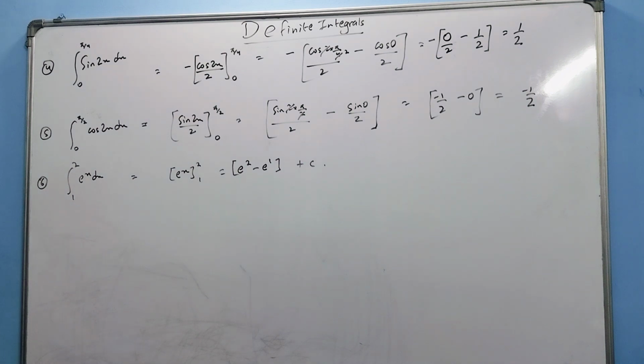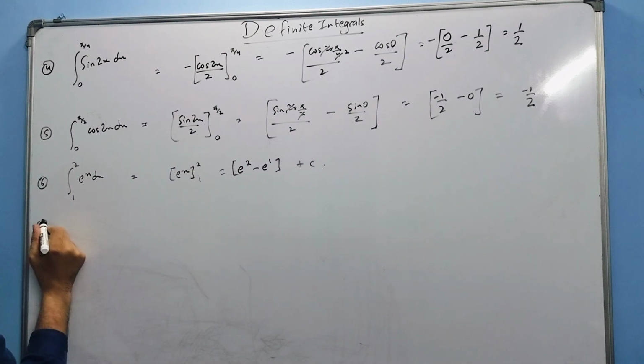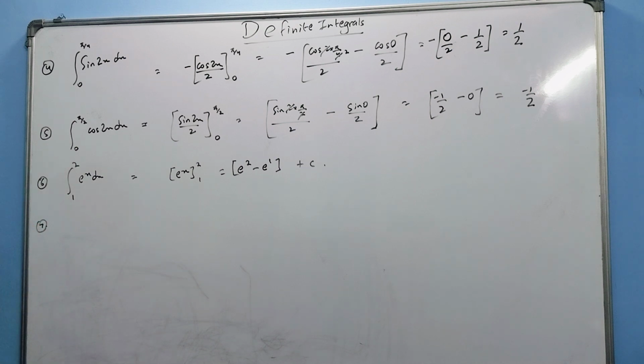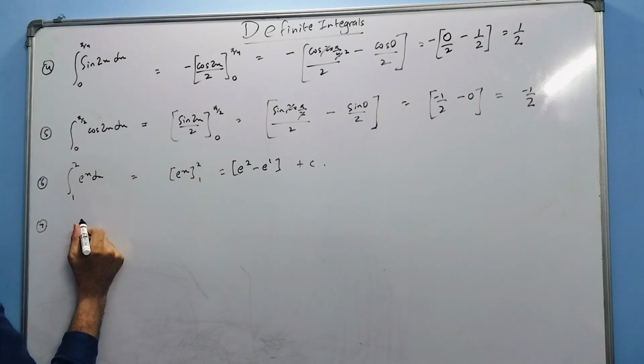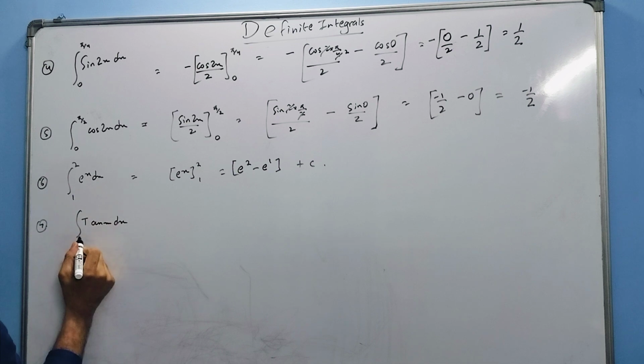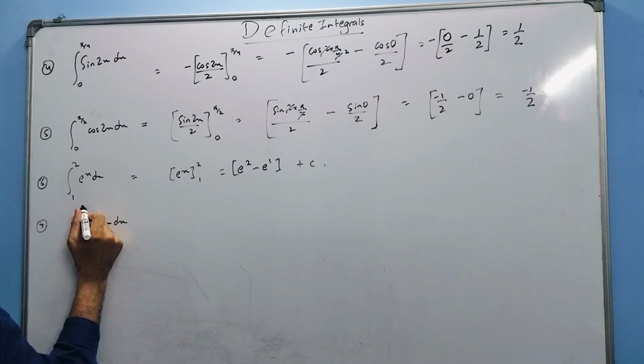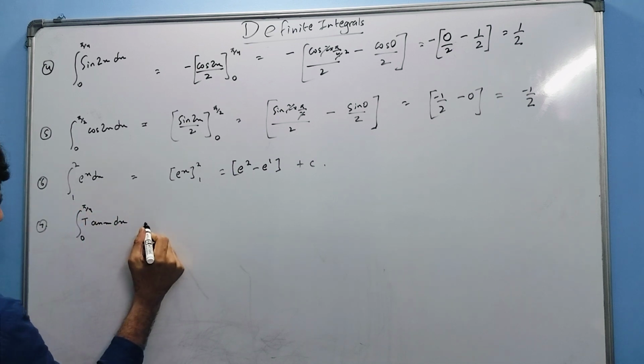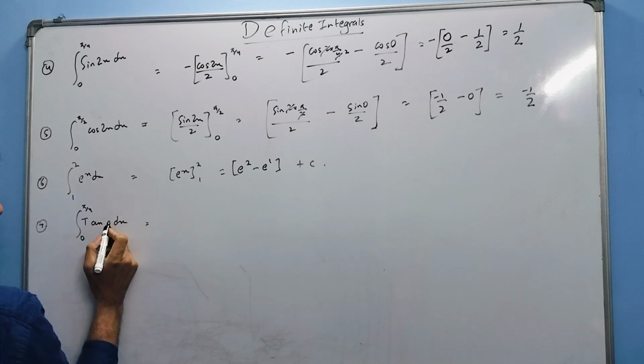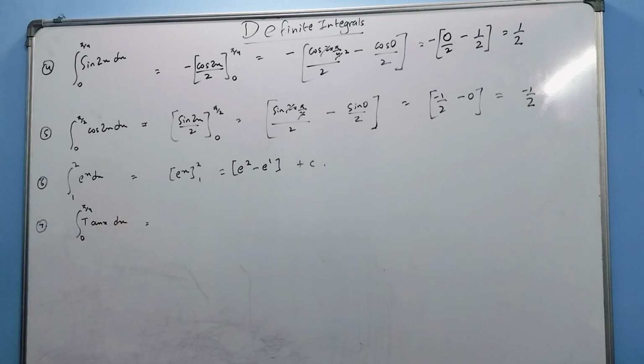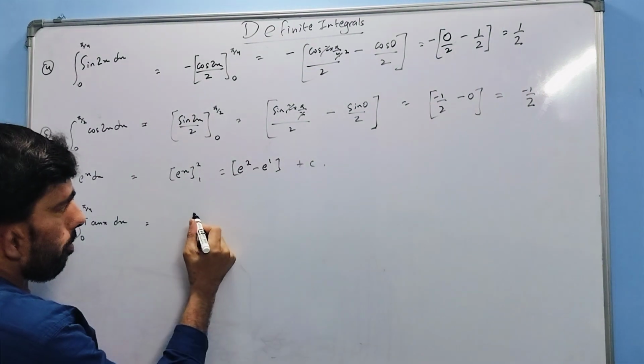Now let us try to solve the seventh. We have applied these two. Now we have the integral of tan x dx from 0 to pi by 4. Okay, so now we'll apply to solve this. Now we'll try to solve tan x first.